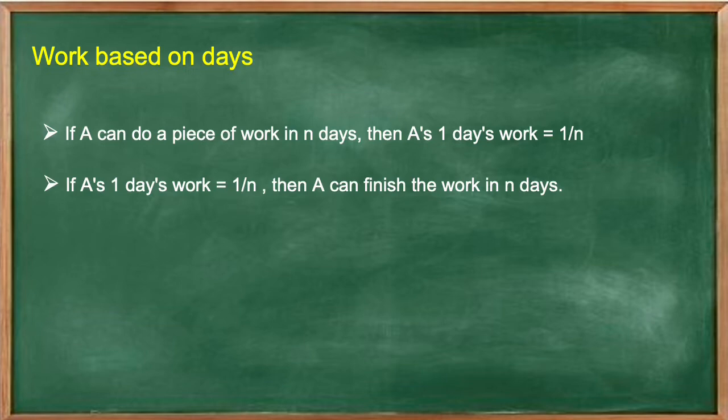Here you need to understand one important thing, that number of days and number of persons are inversely proportional to each other. So as the number of persons increases, the number of days will decrease, and as the number of persons decreases, the number of days will increase. This method can be used in 70% of the questions in time and work. Now let's see how to use this method in different questions.